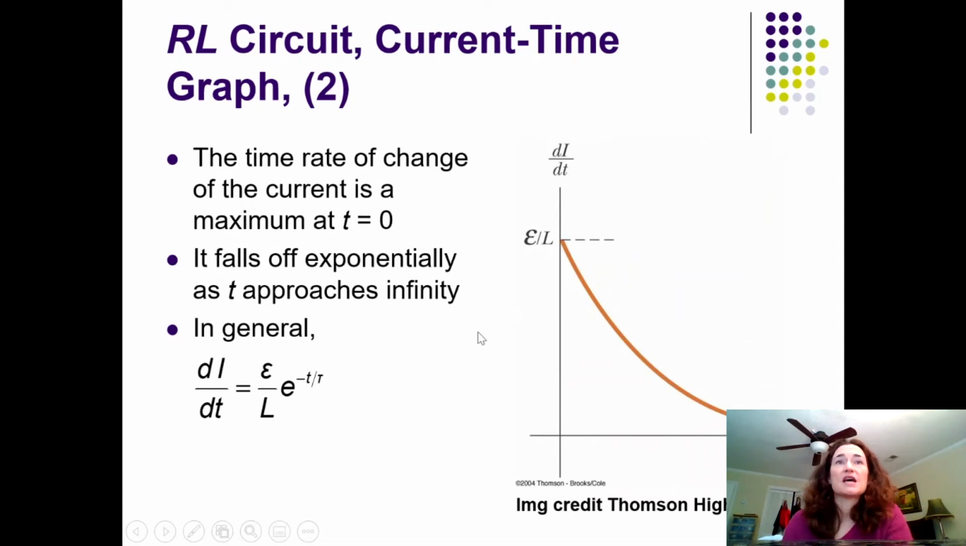Now, if you were to plot the time rate of change of the current, you would see an exponential decrease. In other words, the di/dt would be very large at first, but then it would exponentially decay towards 0. And that would be given as di/dt equals EMF over the self-inductance L times e to the minus t over tau, where tau is your time constant.